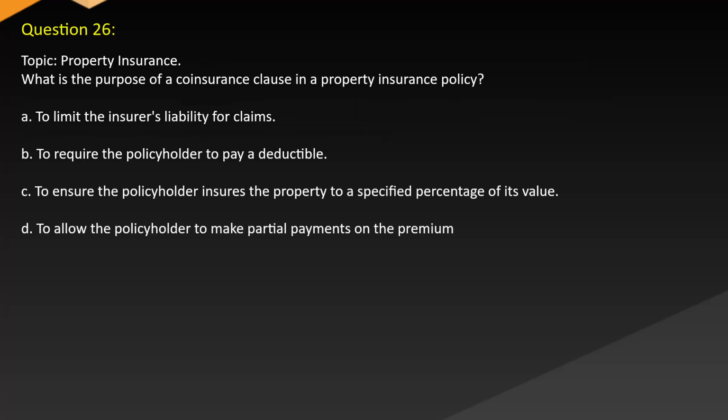Question 26. Topic: Property insurance. What is the purpose of a coinsurance clause in a property insurance policy? A. To limit the insurer's liability for claims. B. To require the policyholder to pay a deductible. C. To ensure the policyholder insures the property to a specified percentage of its value. D. To allow the policyholder to make partial payments on the premium.